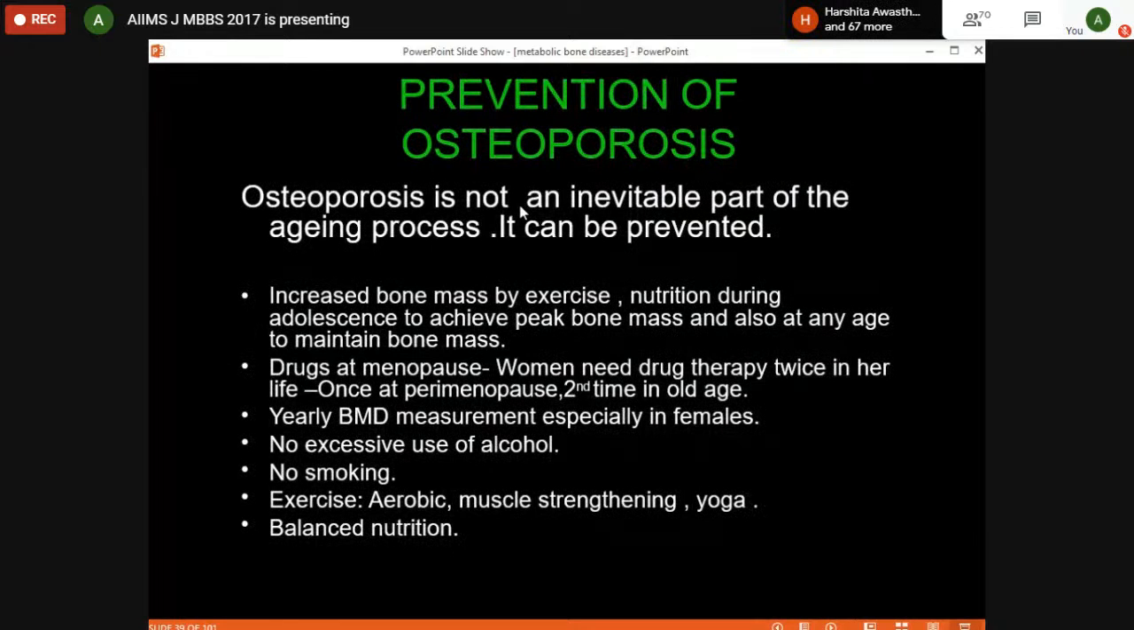So how can we prevent osteoporosis? Osteoporosis is not an inevitable part of the aging process. It can be prevented. Bone mass can be increased by exercise and nutrition during adolescence to achieve peak bone mass, and at any age to maintain bone mass. Drugs at menopause: a woman needs drug therapy twice in her life, once at perimenopause and a second time in old age. Yearly BMD measurement, especially in females. No excessive use of alcohol, no smoking, good exercise like aerobic and muscle strengthening, and balanced nutrition can help us to prevent osteoporosis.